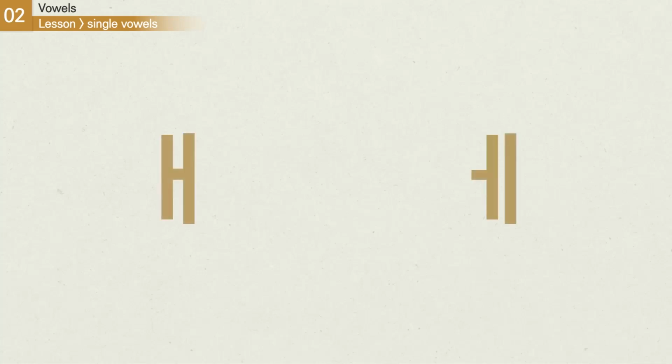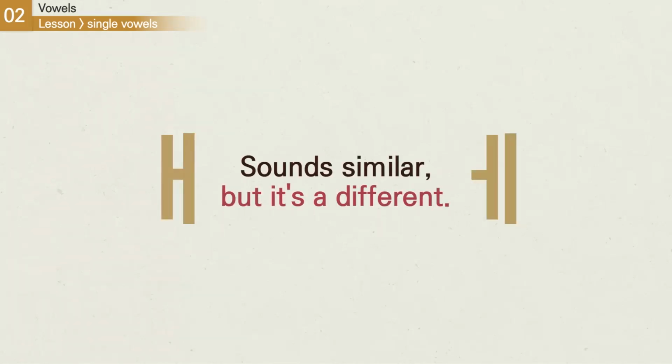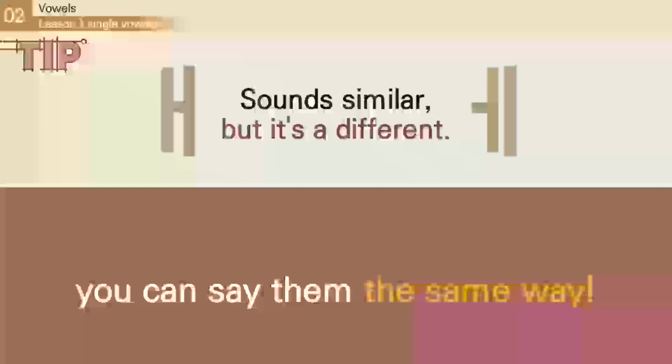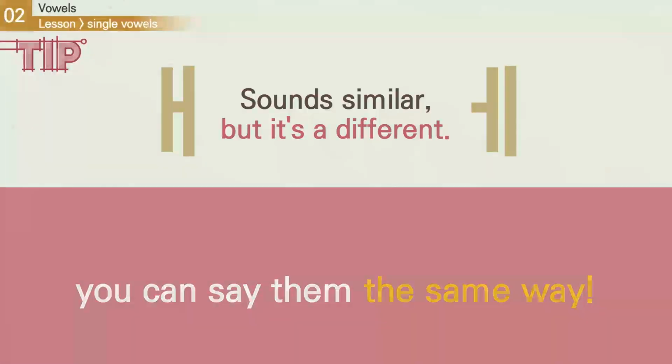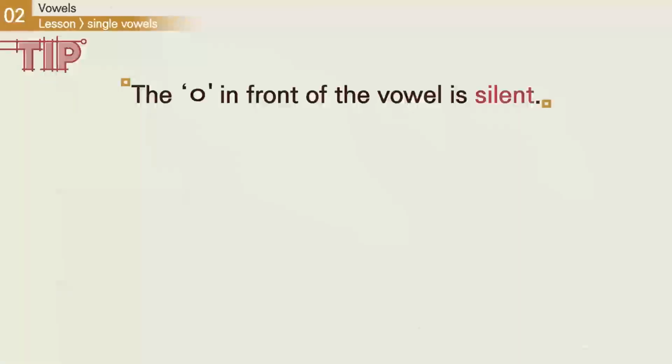Are there any vowels that are hard for you to tell apart from one another? Look at these two, for instance. The one on the left is e, and the one on the right is e. They are two different sounds, but even Koreans cannot tell the difference between them, so you can say them the same way. Can you read all of the vowels we have learned so far?